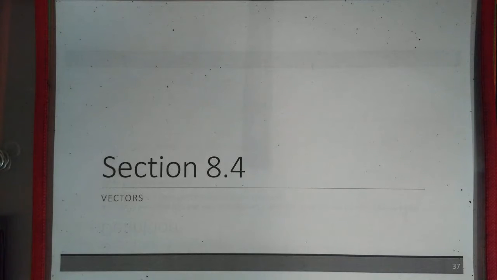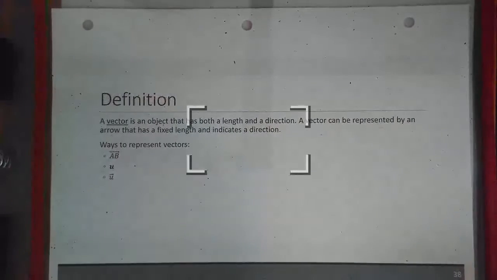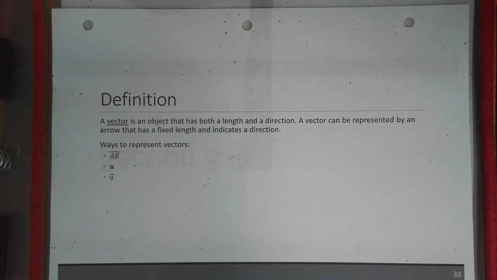In this video, we will be looking at section 8.4, which covers vectors. A vector is an object that has both a length and a direction. A vector can be represented by an arrow that has a fixed length and indicates a direction.